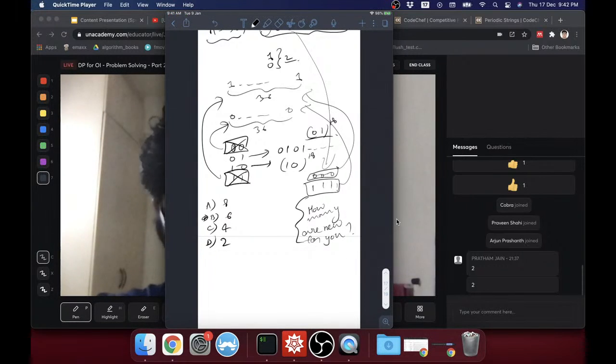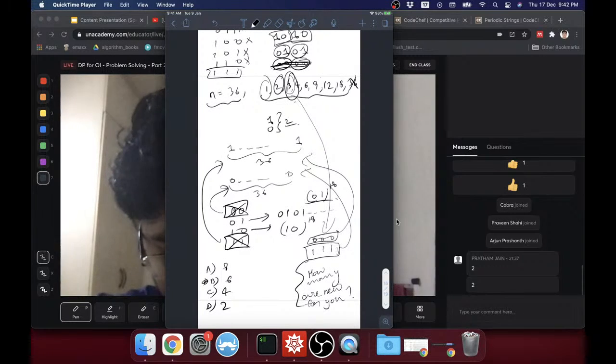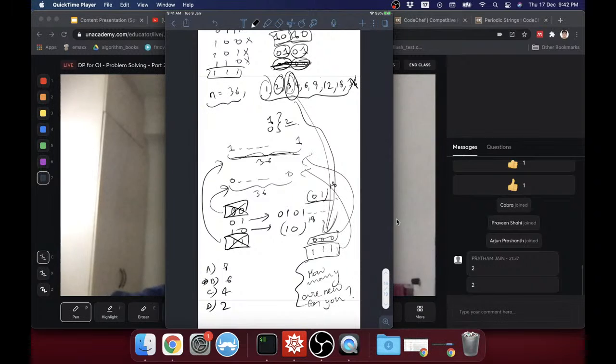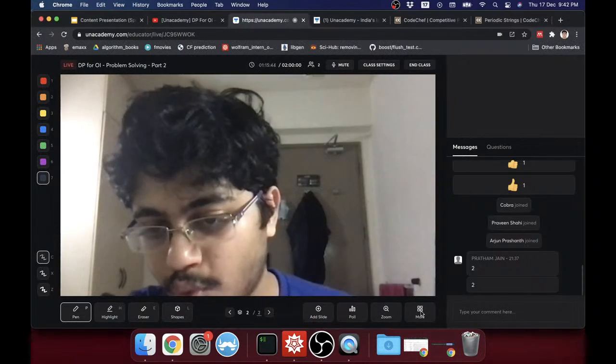How many 3 length strings can you use to make this 36 length thing, which are new for you? We already showed that 000 and 111 are not new for you.